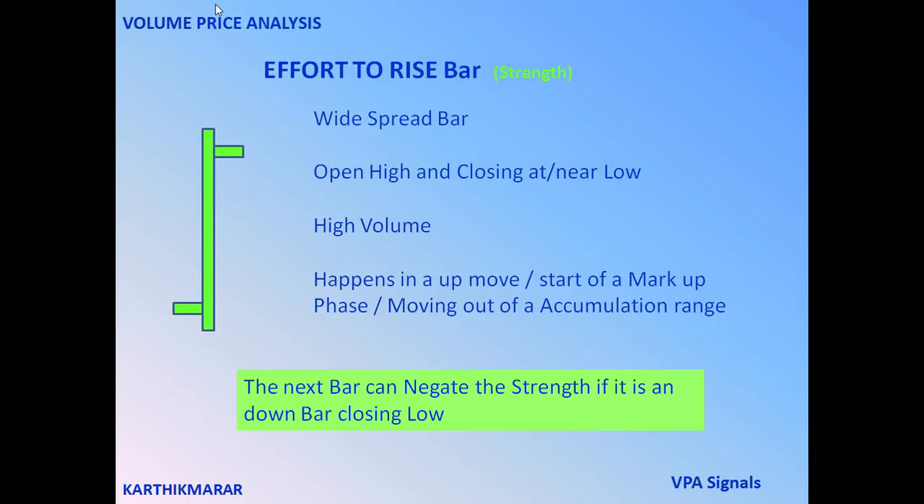The next strength indication is the effort to rise bar. It is exactly opposite to the effort to fall. So it opens at the low and closes at the high with a widespread bar and high volume. It normally happens after an up move or during an up move, at the start of a markup phase and when moving out of an accumulation range. These are the places where you can see these bars, and of course it again needs confirmation. The next bar can negate the strength.